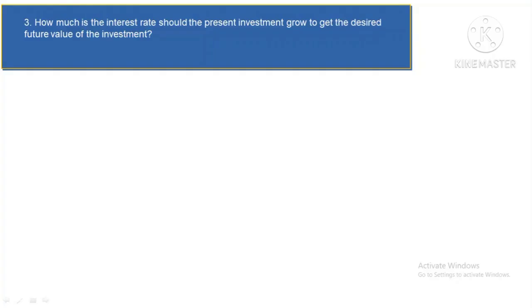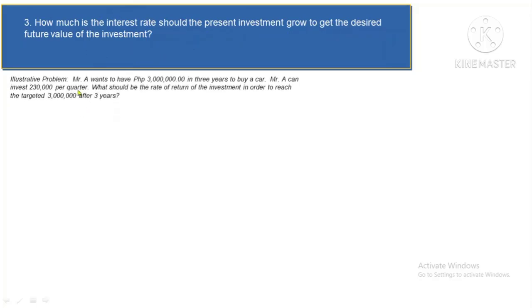We are now on the last part of our video lecture, which is focused on answering the question, what interest rate should the present investment grow at to get the desired future value of the investment? In order to understand this, let's jump to the illustration. So we have Mr. A who wants to have 3 million in 3 years to buy a car. All of the problems in this video lecture are quite similar.